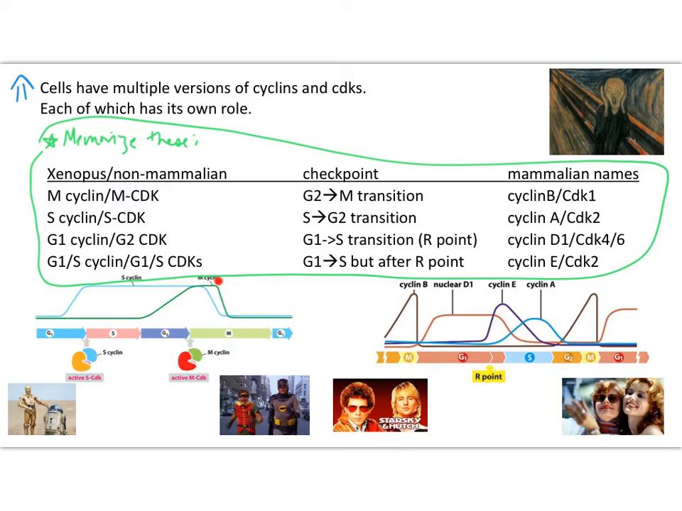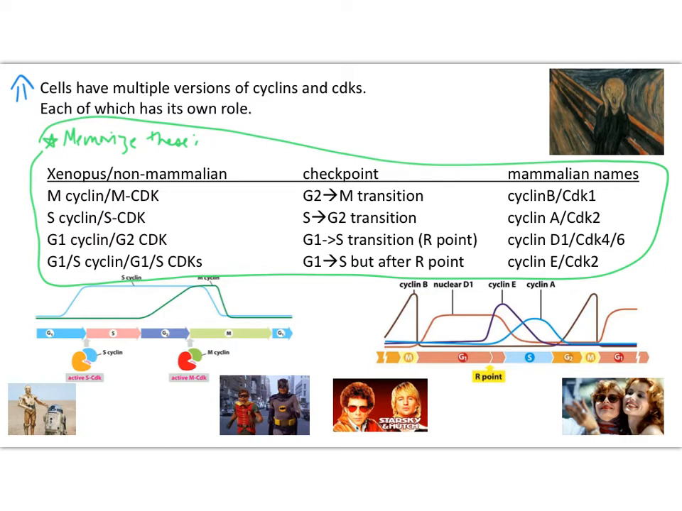On the other hand, M cyclin is at essentially zero levels all the way through G1 and S, starts to build up through G2, and then it reaches its crescendo, its high expression level at the end of G2, and that continues through M, and then it drops off again.